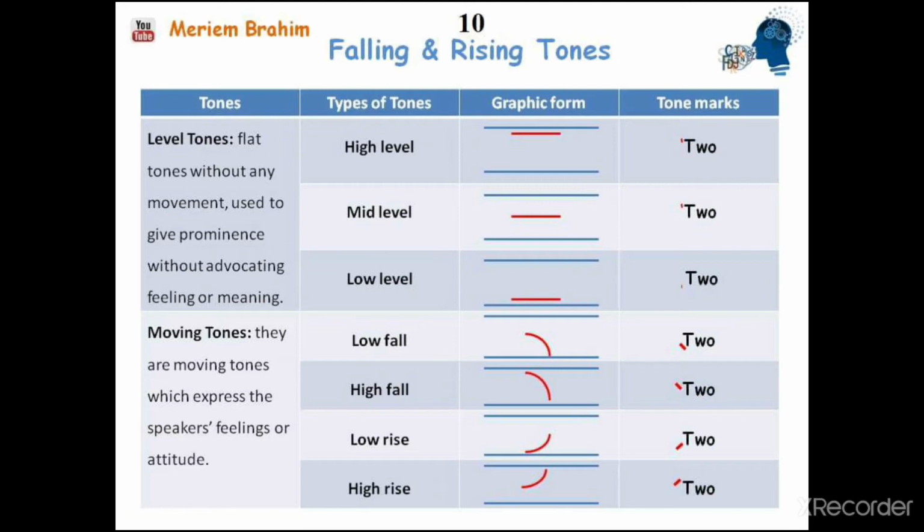However, the moving tones, they are the low fall, the high fall, the low rise and the high rise. They are all represented graphically with a curved line. It depends on the type of the tone. And look at the tone marks that you may find in the TS. So those are the tone marks used for each tone.